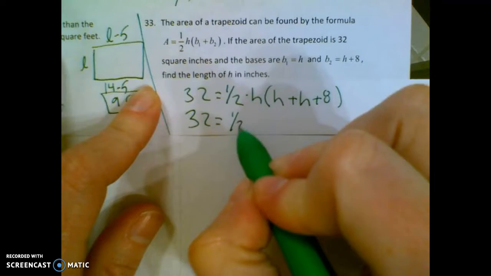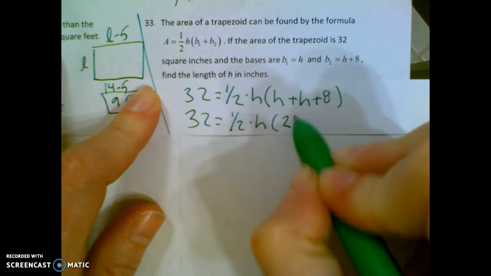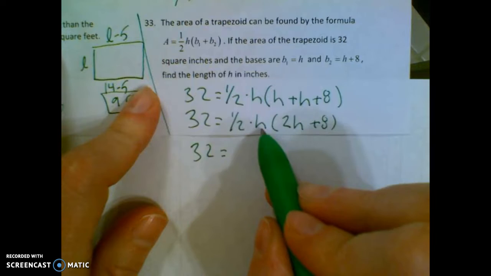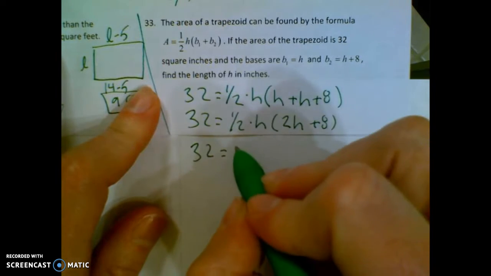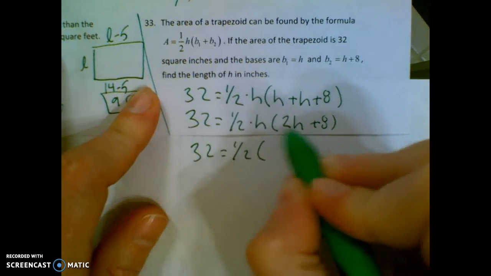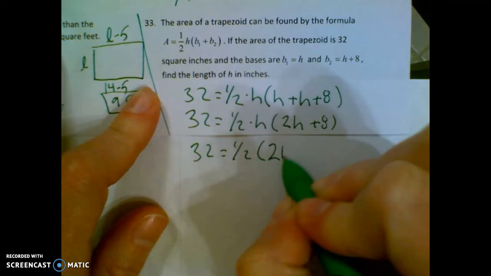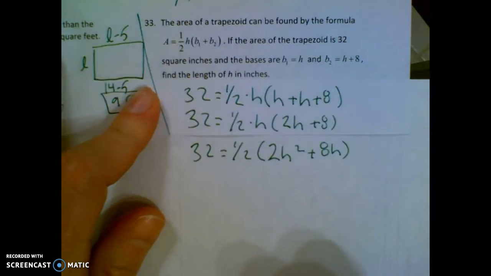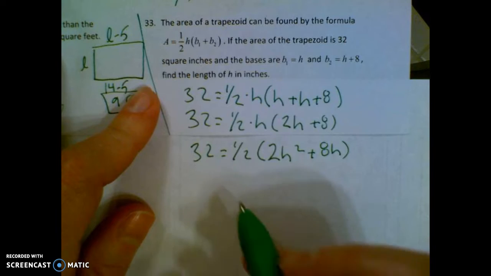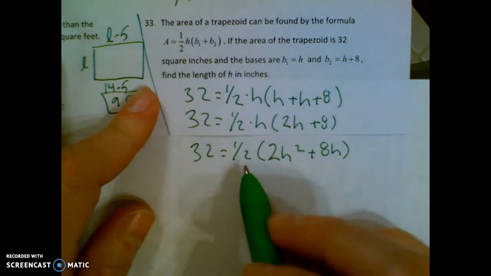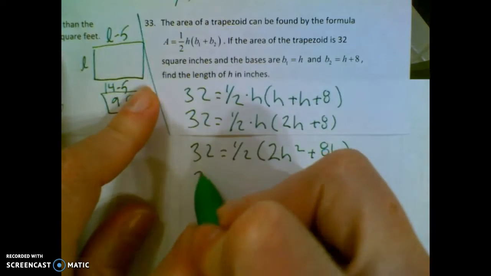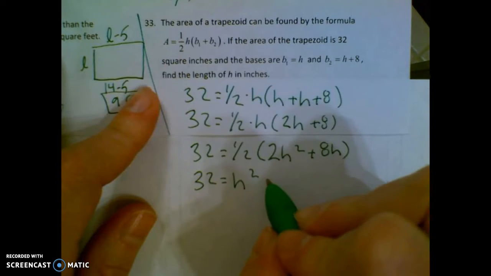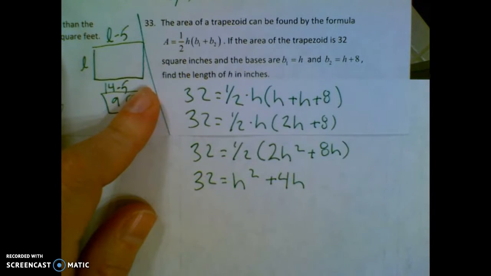So 1/2 times H times 2H plus 8. 32 equals, I'm going to multiply that H straight through. So 1/2 H times 2H is 2H squared. H times 8 is a positive 8H. I want to get rid of that 1/2. You could multiply it over here and get 64, but I want to go ahead and cut these numbers in half if possible. So 32, half of 2H squared is H squared. Half of 8H is 4H.